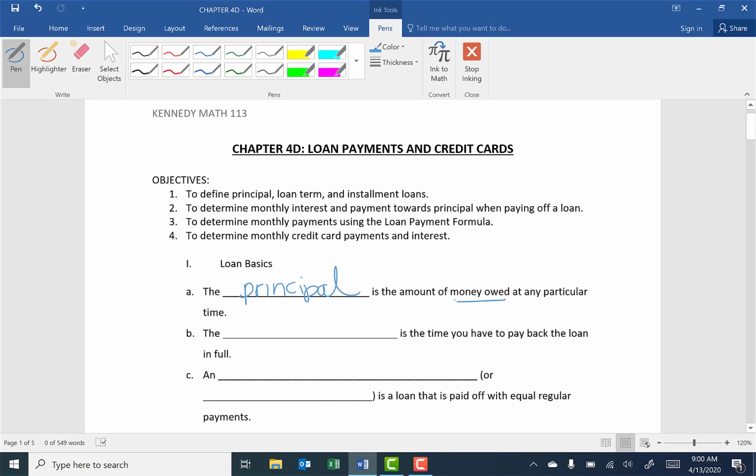B, the blank is the time you have to pay back the loan in full, and that is your loan term. And then C, a blank or blank is a loan that is paid off with equal regular payments. And that is called an installment loan, which is what most everybody has, because we don't want to have to look up every month, see what our new balance is, try to figure it out, and then write a check or find a way to pay online for a different amount each month. So we do what's called an installment loan, which is just equal regular payments for your loan. It's also called an amortized loan, in case you hear those words.